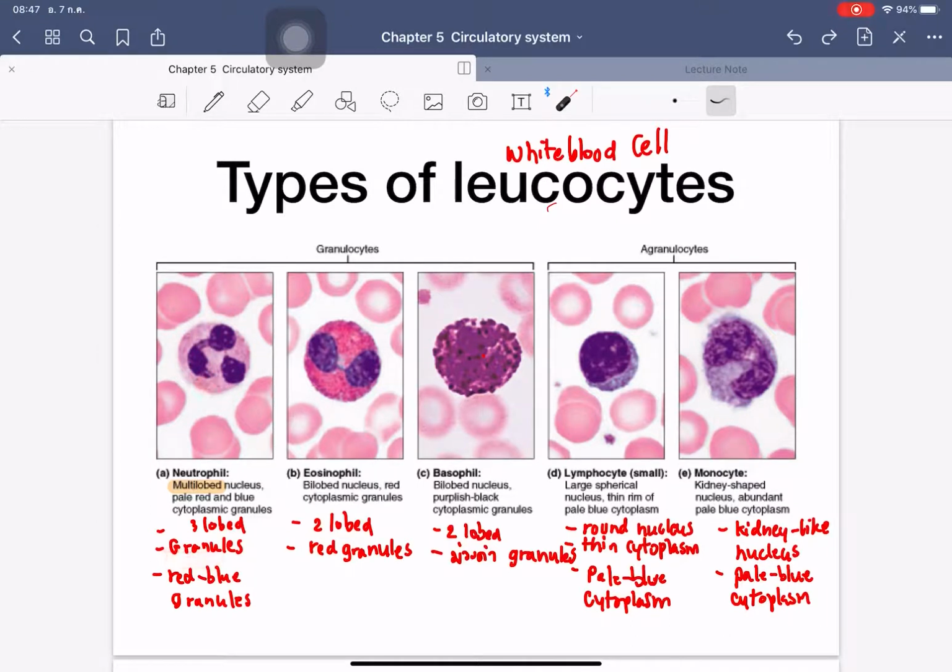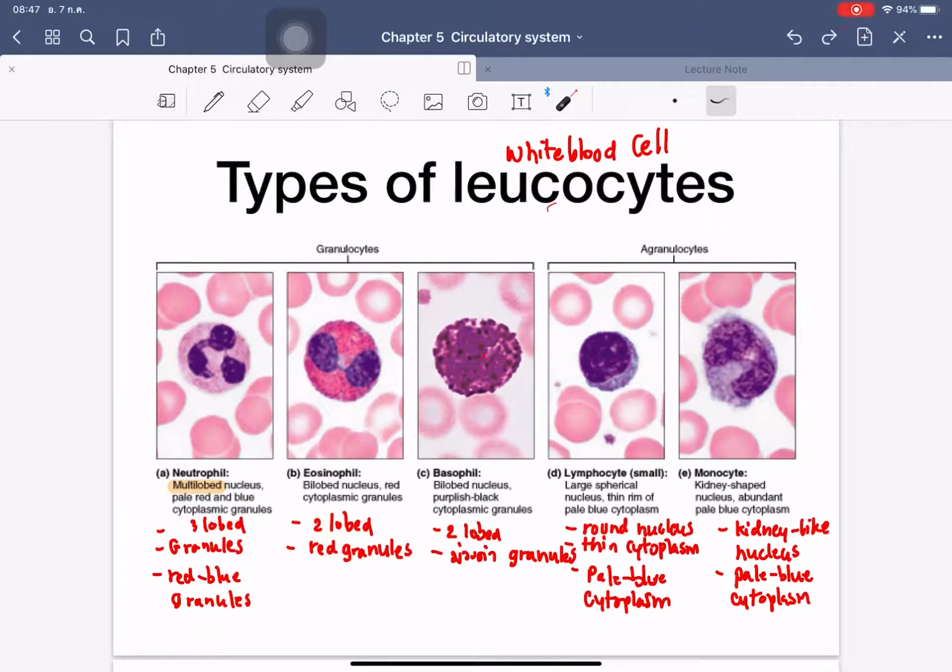Even the dot is quite different. Sometimes you can see a very clear dot. Sometimes the dot is not clear, but it is a dot. But sometimes you cannot see the dot like this. So it has red and blue granules. And the eosinophil here has a two-lobed nucleus, and they have red granules inside.